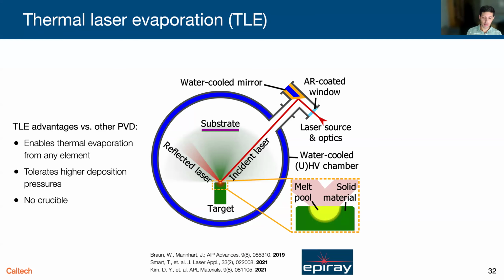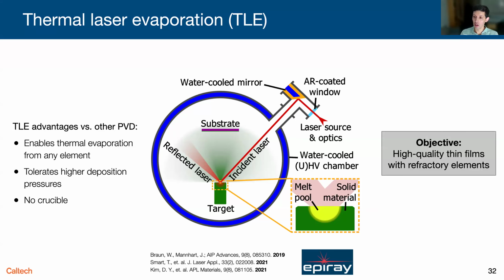Now, there's a group at Max Planck which has made a lot of progress in the modern incarnation of this technique. There's now a company that they've spun out called EpiRay, which is selling these. At the time that we started this work, this wasn't really available, and so we essentially built our own setup, which I'll show in a second. But our overall goal with this is to be able to deposit high-quality thin films with refractory elements, and really with properties that you just can't achieve with the existing PVD techniques.